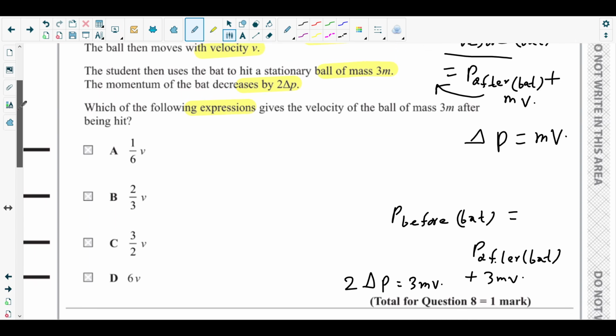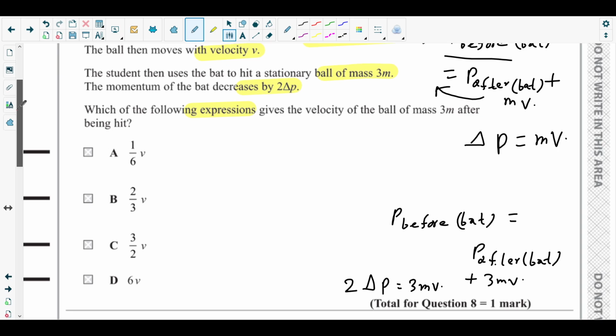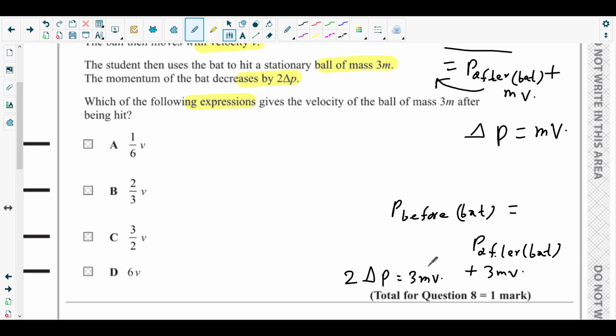Okay, so the velocity of the ball of mass 3m after being hit. So this is basically v. We need to make v the subject from here. If you make v the subject from here, you will get what? Twice of del P over what? Thrice of m, right?